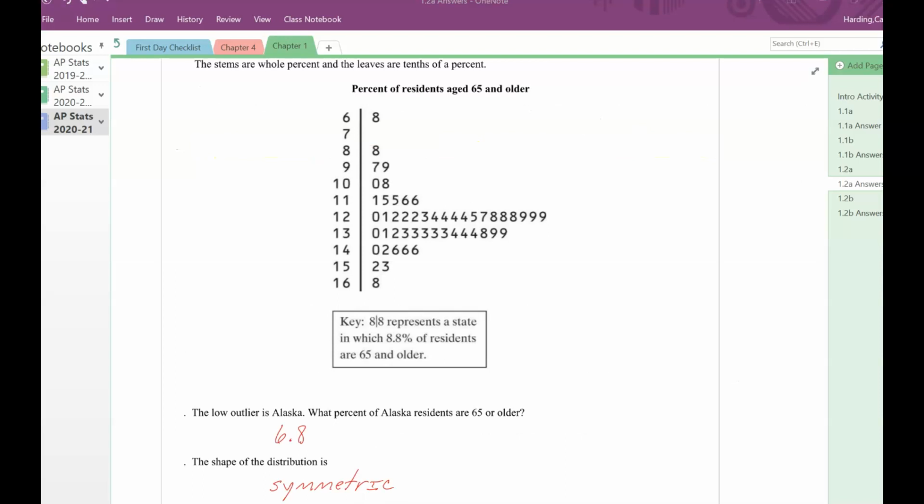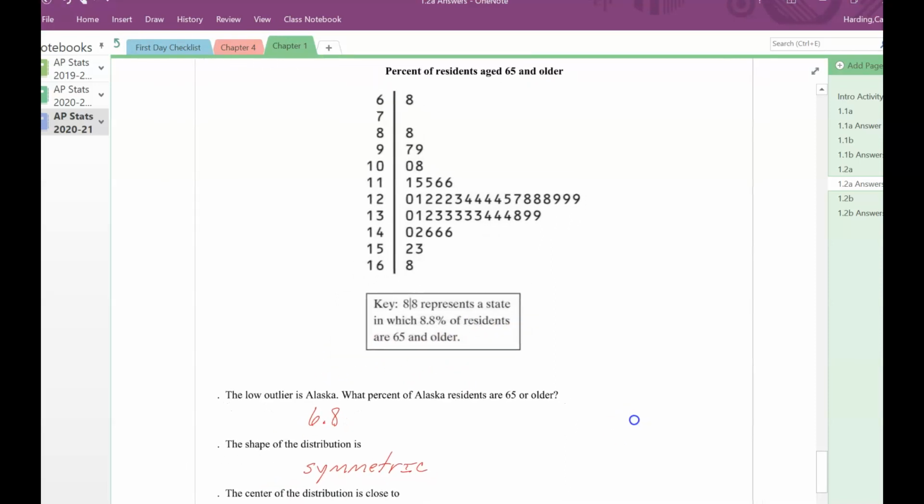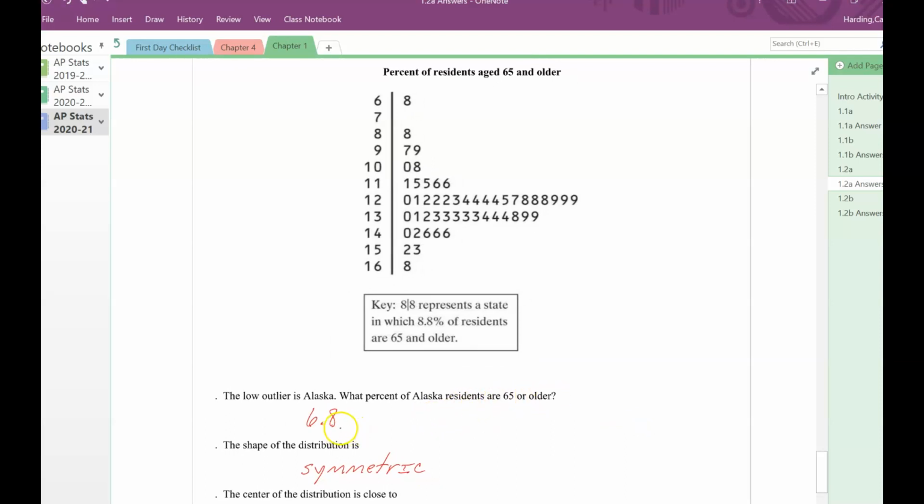All right, let's talk about your answers to this. Do you remember what I was just saying a minute ago about the key being really, really important? You can see right here, they're telling you that 8.8 represents a state in which 8.8% of residents are 65 or older. It doesn't represent 88. So you really want to be careful to read the key when you're given one and to write one when you're presenting the information yourself. So in this first question, what percent of Alaska residents are 65 or older? Well, in here, 6.8, not 68. That is the lower outlier.